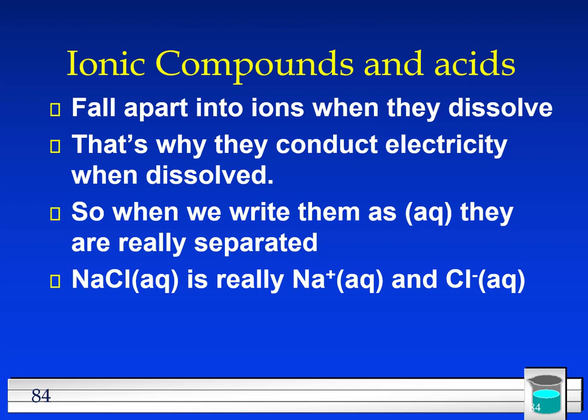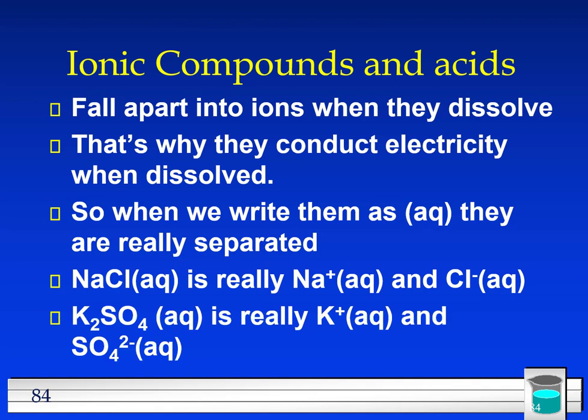Okay. And it doesn't matter if they have subscripts. K2SO4, aqueous, is really K plus and SO4 2 minus. Because the ion K is going to be K plus. The 2 is there because it takes 2 of them to make SO4 equal 0. But when they're by themselves, they don't have to have exactly the right numbers. I have 2 K pluses for every SO4 2 minus. But the ions are going to be K plus and SO4 2 minus, so it's going to conduct electricity. If I dissolve that, it would conduct electricity.